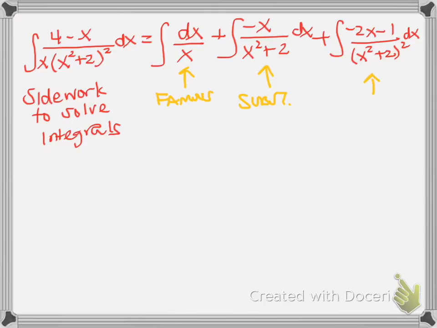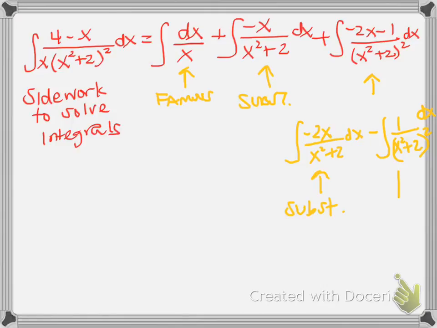Here, you actually need to break that up, right? Because it's not substitution. And so you actually need to break this up. So this is your side work. Negative 2x over x squared plus 2 dx minus the integral of 1 over x squared plus 2 squared dx. And for this one here, you can use substitution. And for here, you would need to use trig substitution.